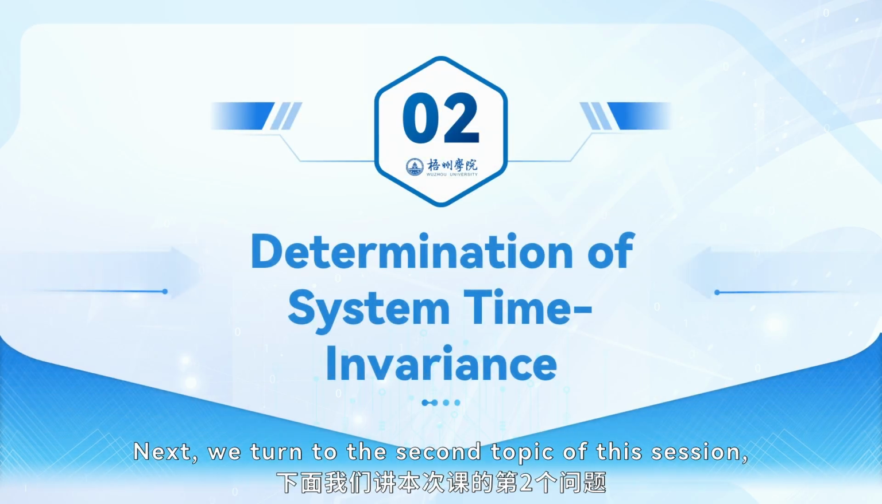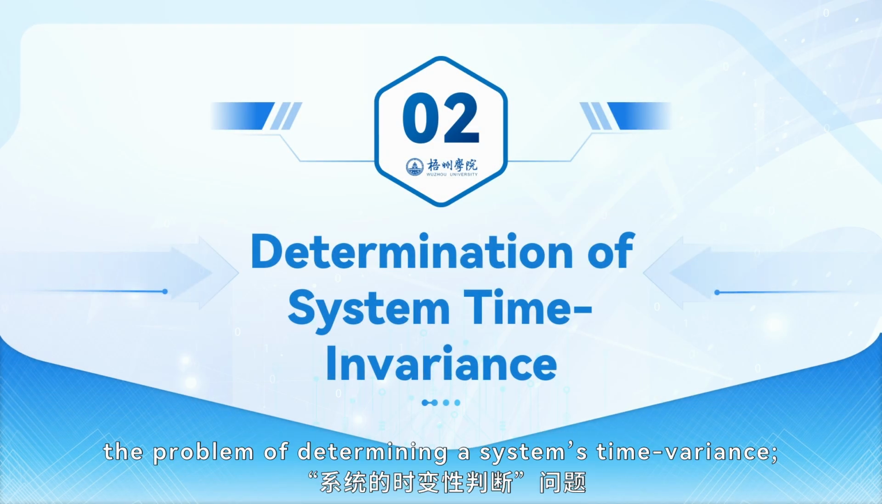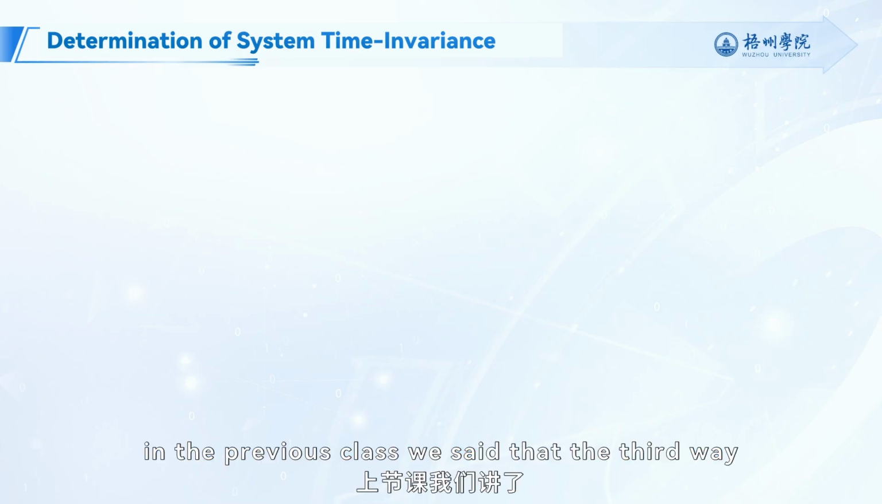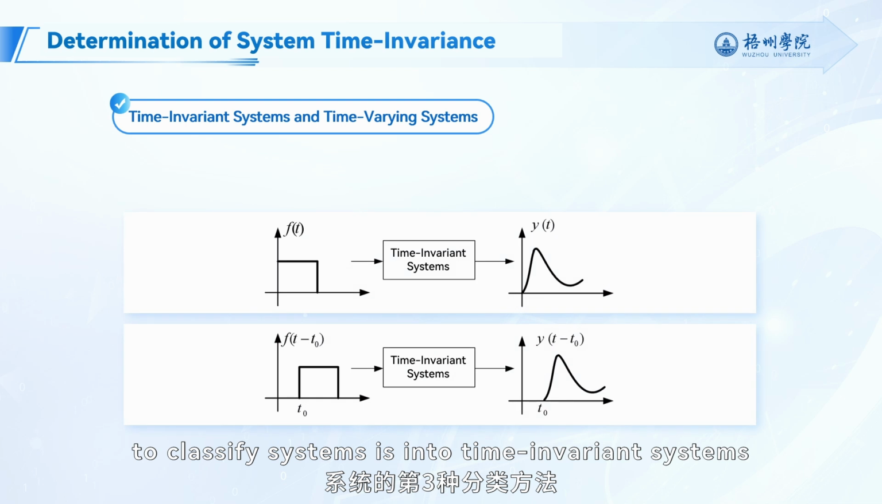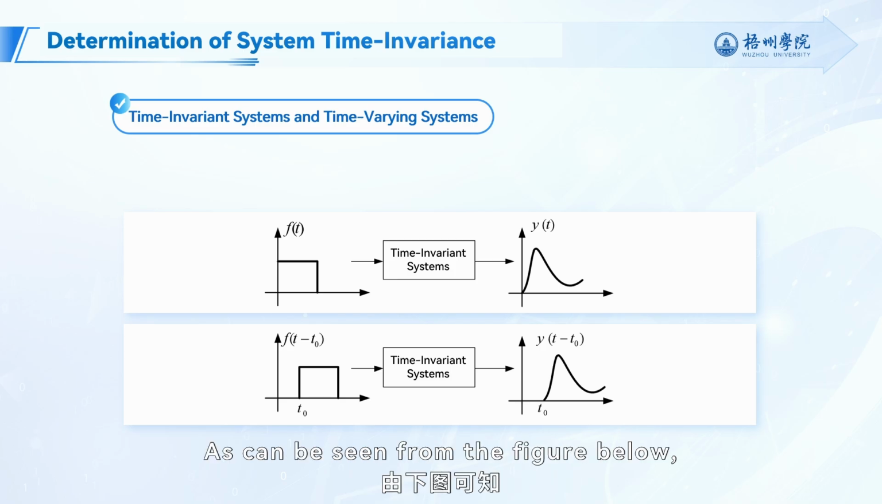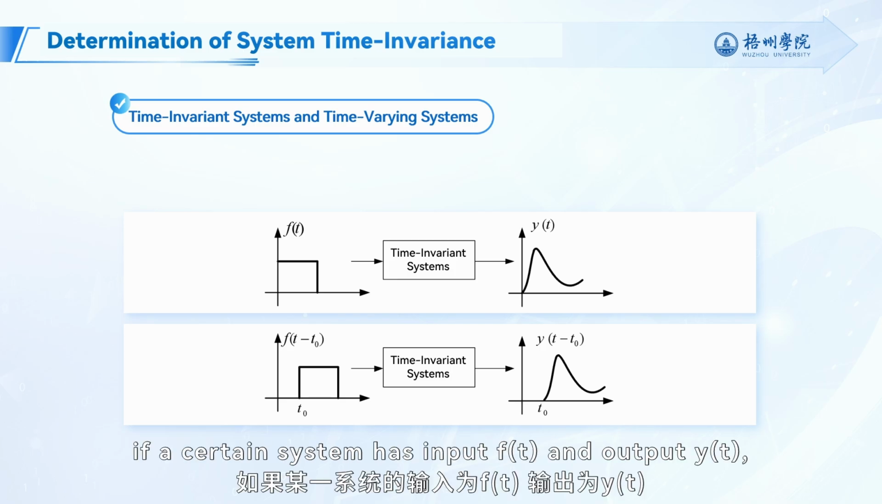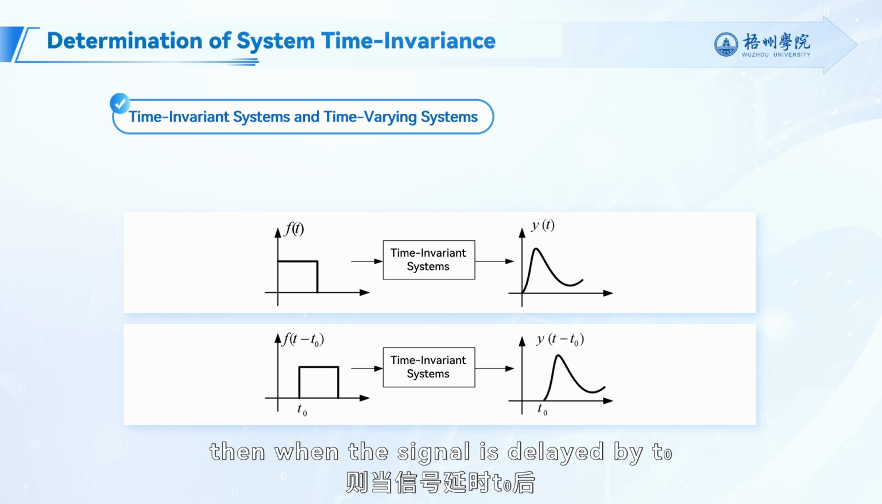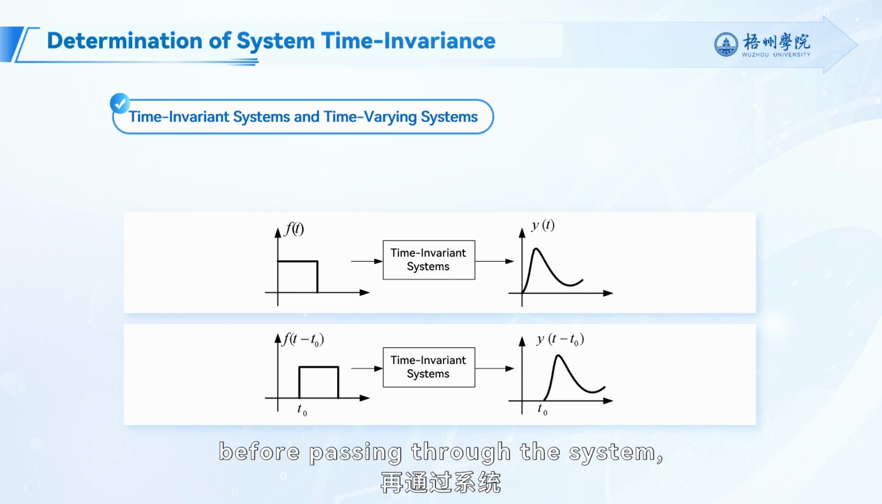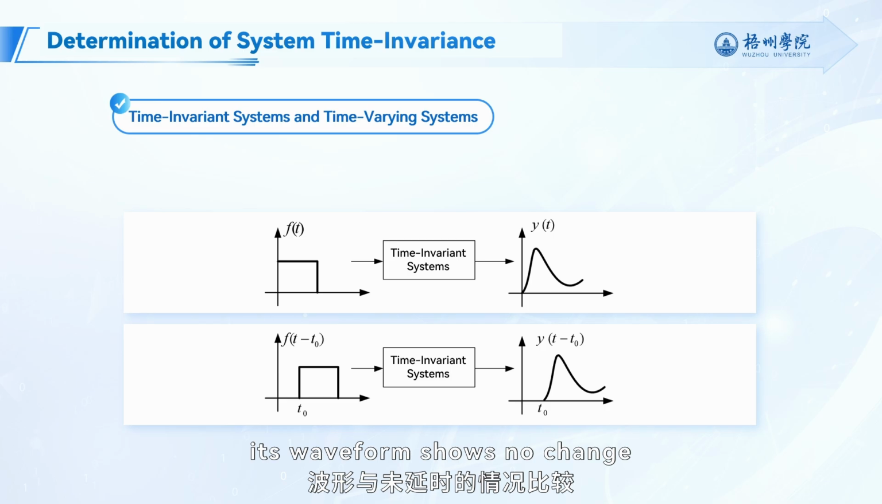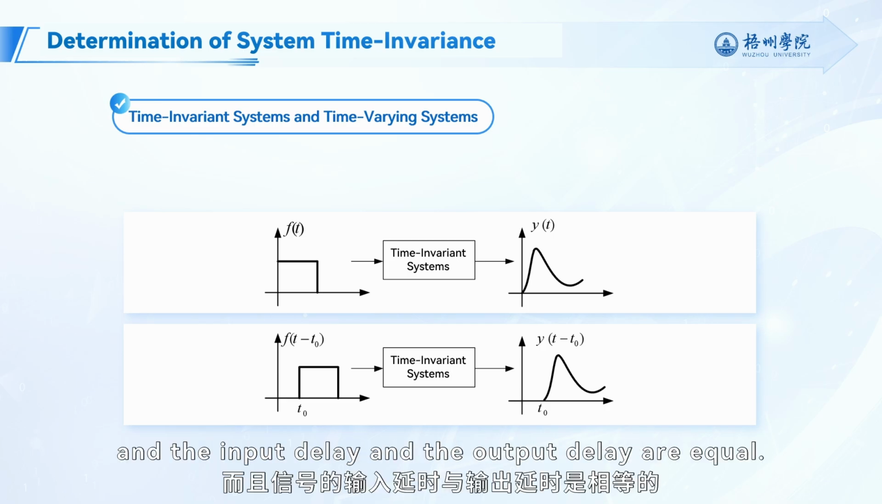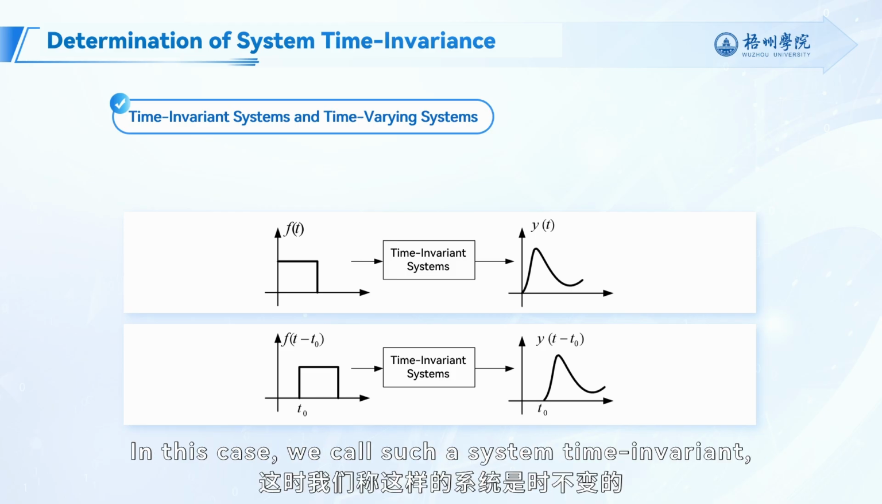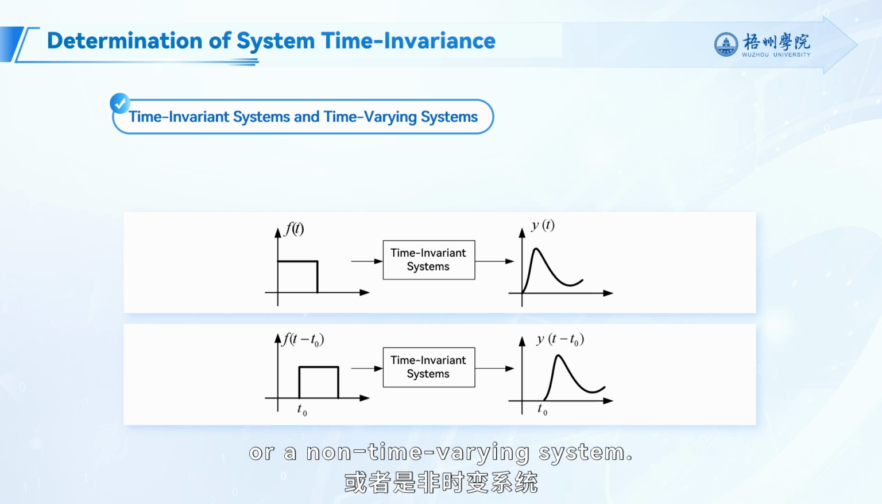Next, we turn to the second topic of this session, the problem of determining a system's time variance. In a previous class, we said that the third way to classify systems is into time-invariant systems and time-varying systems. As can be seen from the figure below, if a certain system has input f of t and output y of t, then when a signal is delayed by t0 before passing through the system, its waveform shows no change compared with the undelayed case, and the input delay and the output delay are equal. In this case, we call such a system time-invariant or a non-time-varying system.